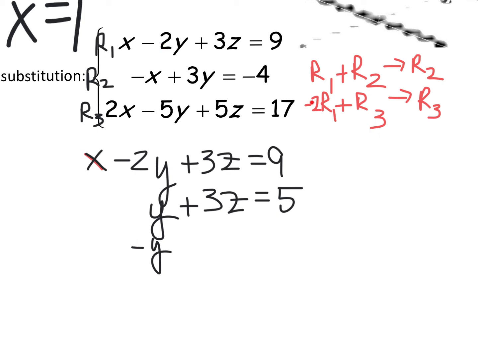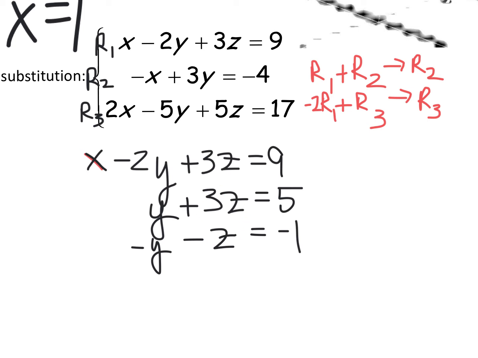Now we go to the z terms. Negative 2 times 3 is negative 6. Negative 6 plus 5 is negative z, so I have a negative z here, equals. Now I do the constants. Negative 2 times 17 is negative 18, plus 17 is negative 1. And now I have a 2-variable system with the y's and the z's.